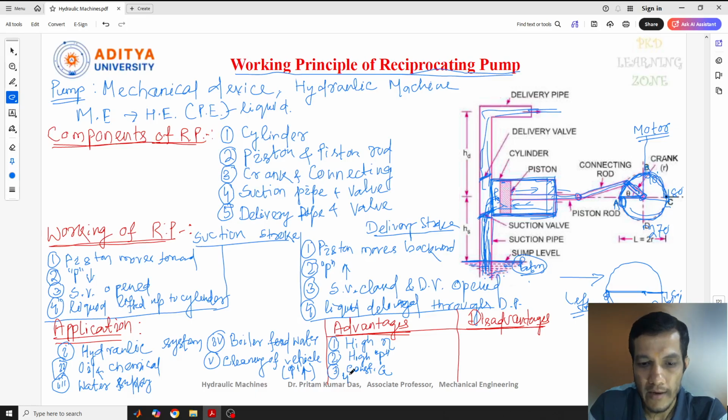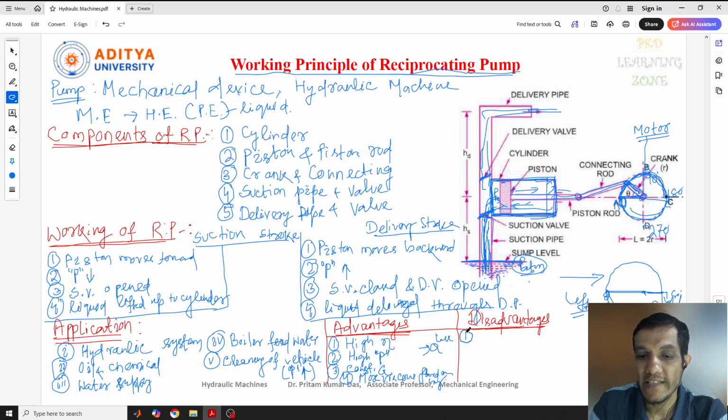Along with that, I can write that this pump can be used for all kinds of viscous fluids. That means fluids of different viscosity can be used, but in the centrifugal pump it is slightly difficult. So more viscous fluids can be pumped by this. Even for a small flow rate, less discharge, we can use this.